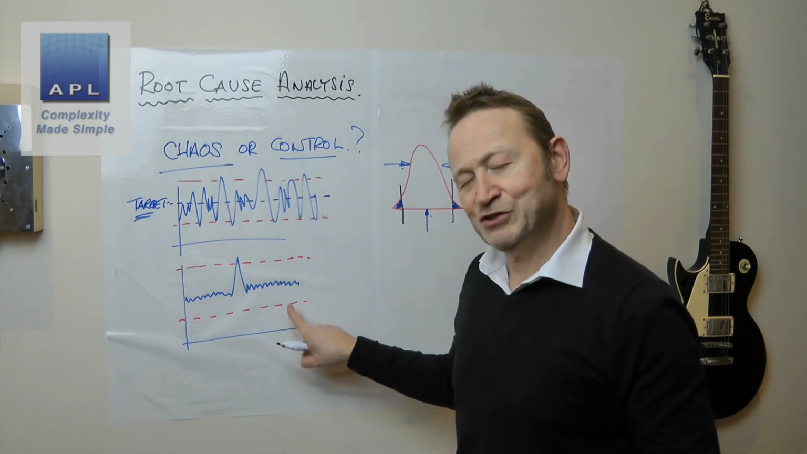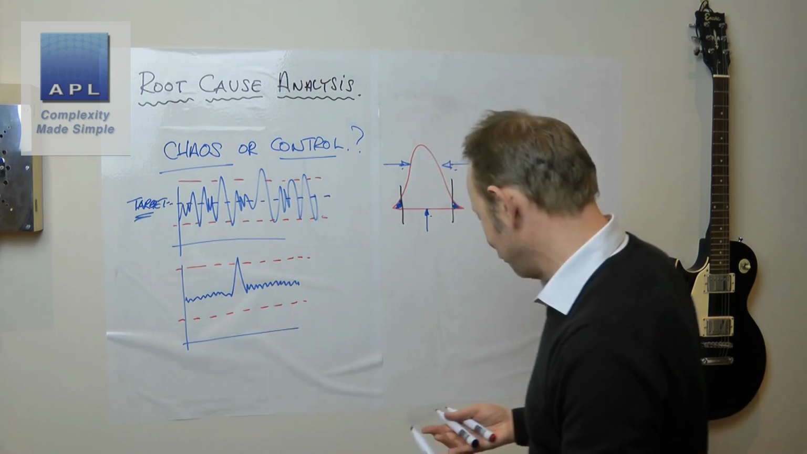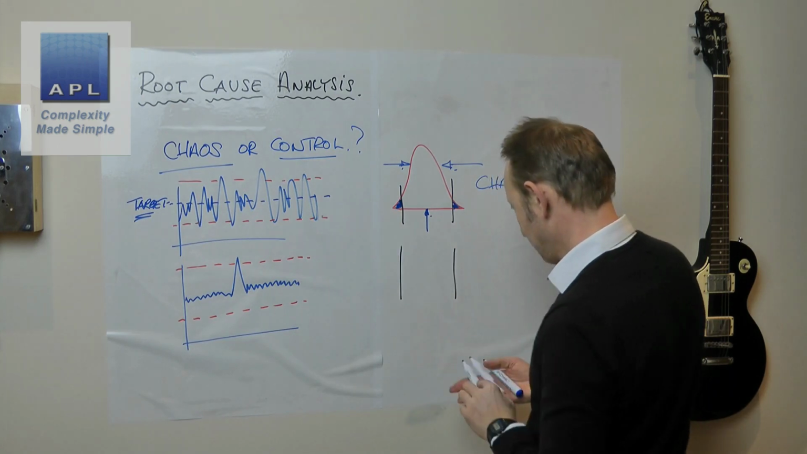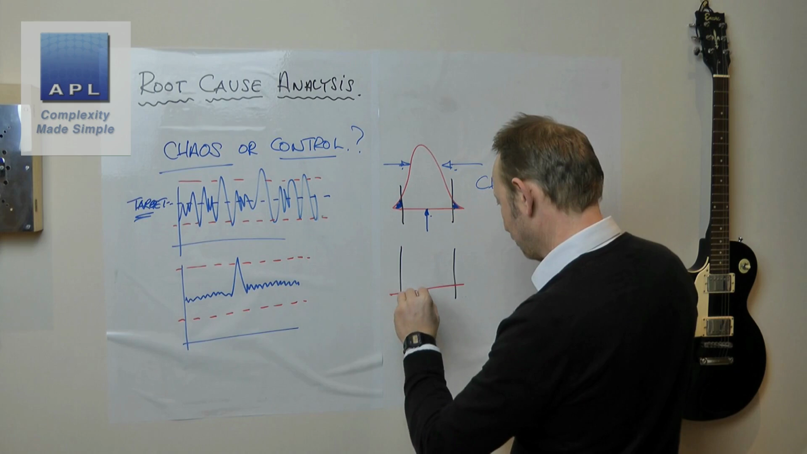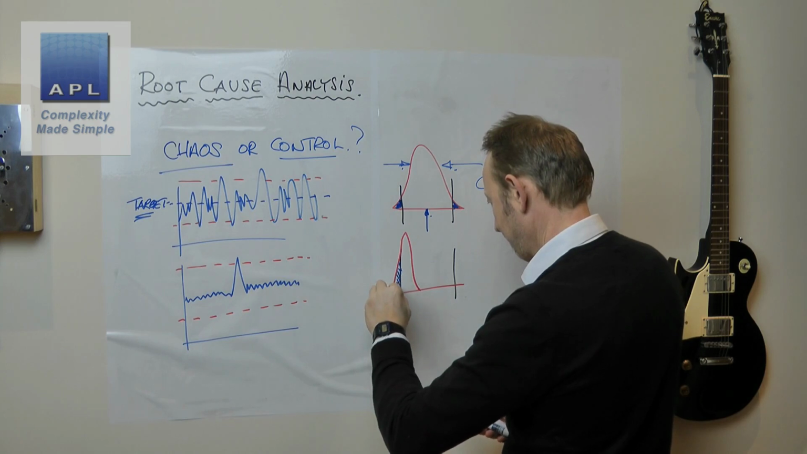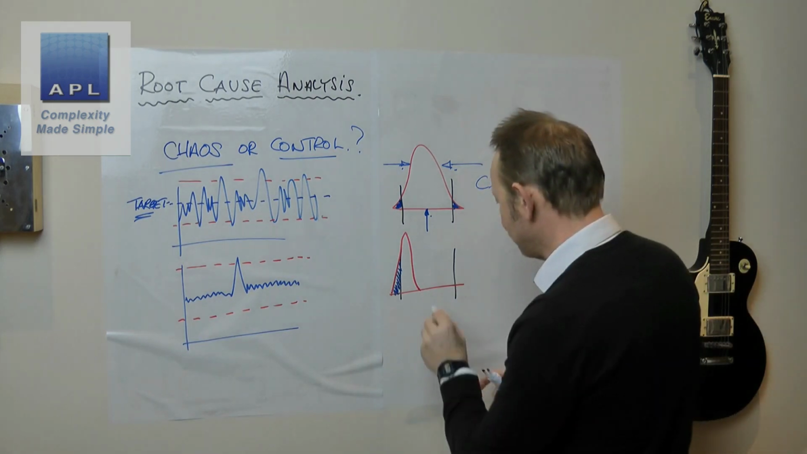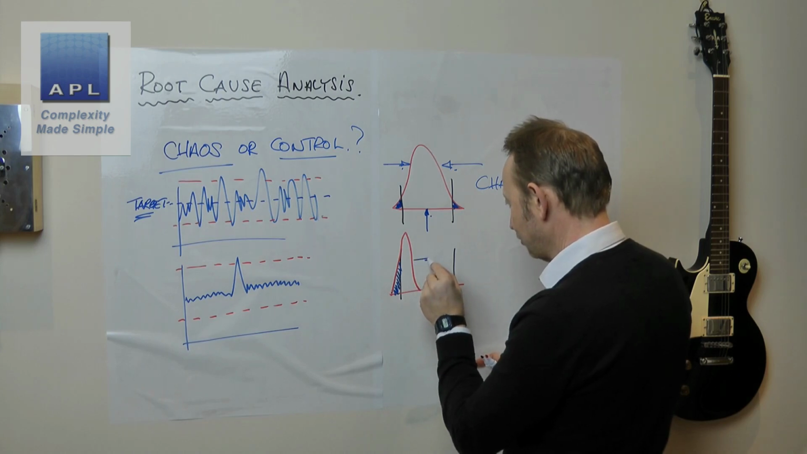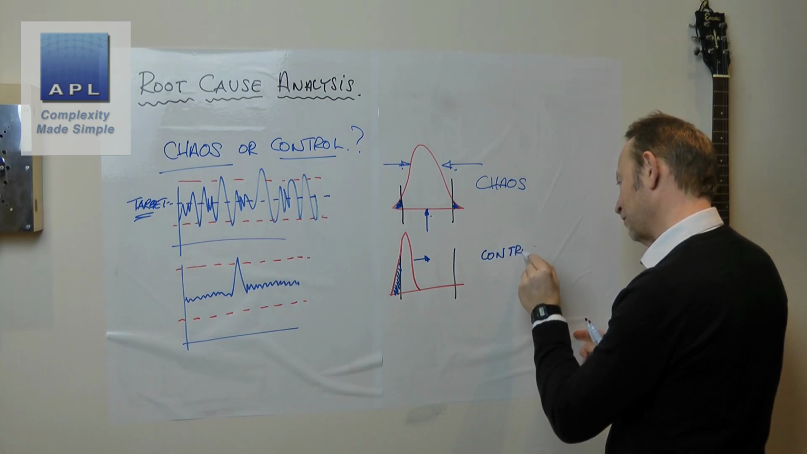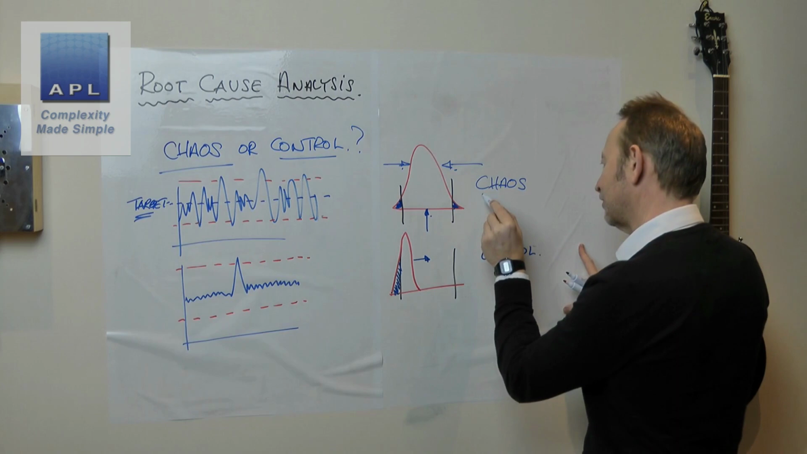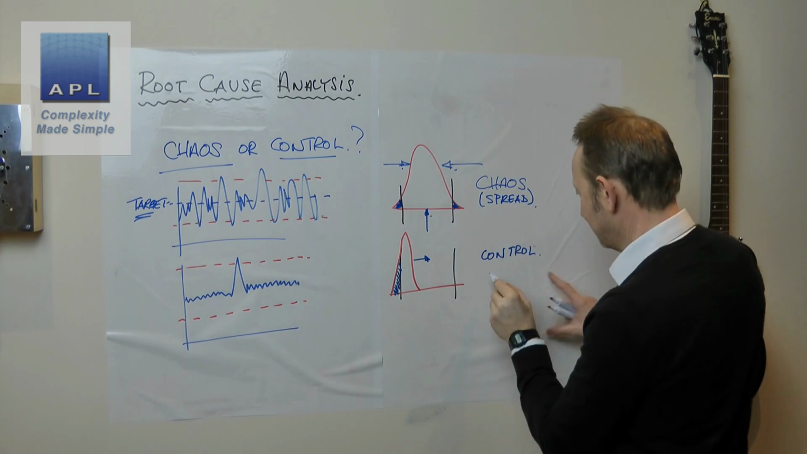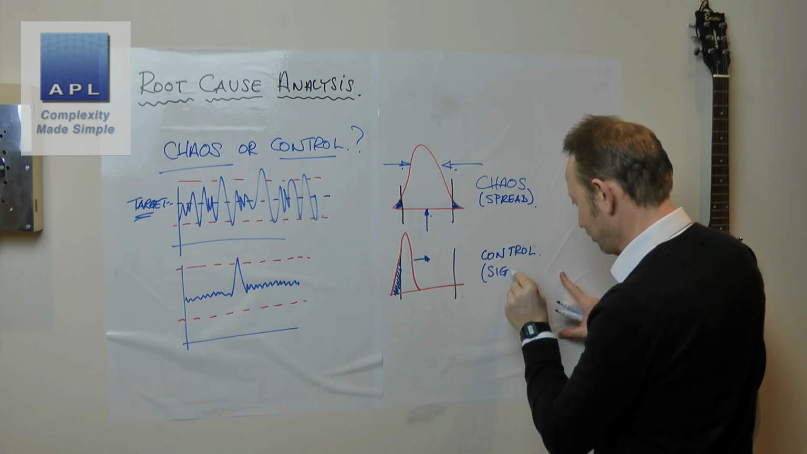This, on the other hand, is not a problem with chaos. This is a problem with control. And if I draw the equivalent capability study, so if we put the same tolerances down, what would this look like? It would look like that. So this is a problem where I want to move this back onto the target. This is a problem with control. The way to look at this, in this case, I'm trying to control the spread. In this case, I'm trying to control the signal.